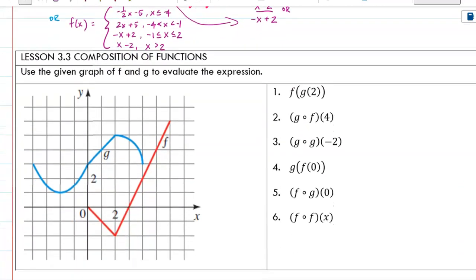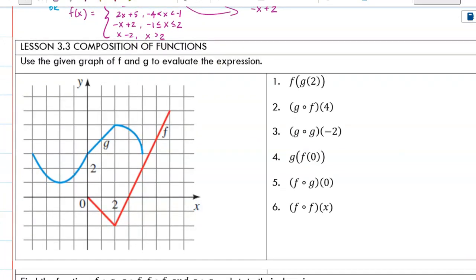Good job, guys. Okay, let's do composition of functions, which was the second lesson that we did. This one's pretty straightforward. If you understand what the composition of functions is, then I don't think you should have a problem. This basically says that the input function is g. Here's function g, and here's function f. What you're inputting into g is a 2, so when x equals 2.